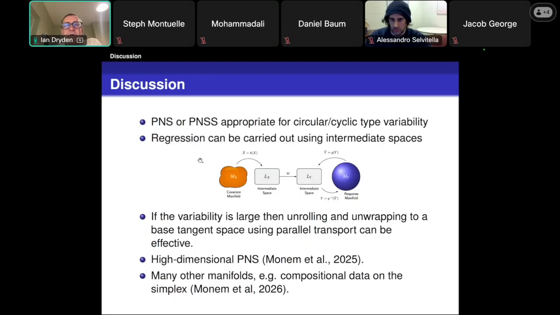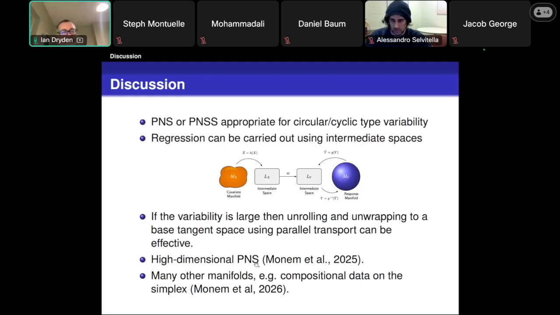One can look at all sorts of other statistical techniques on these manifolds. The key is often to map it into some intermediate space in which you can do statistics, and then be able to map it back. So the unrolling, unwrapping was one way of doing it, and using PNS scores is another. You work out your scores and then map them here and do your statistics in here.